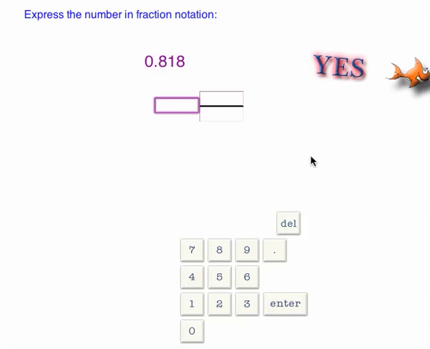And that's how we express decimals in fractional notation. Stay tuned for level 2. I'm just going to do this last one. Okay, last decimal place is the thousandths place.